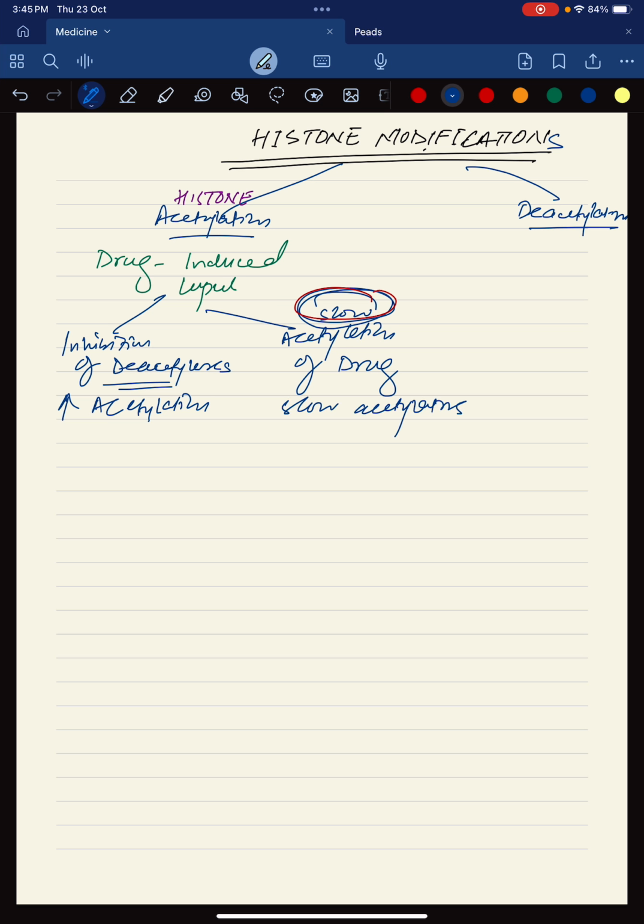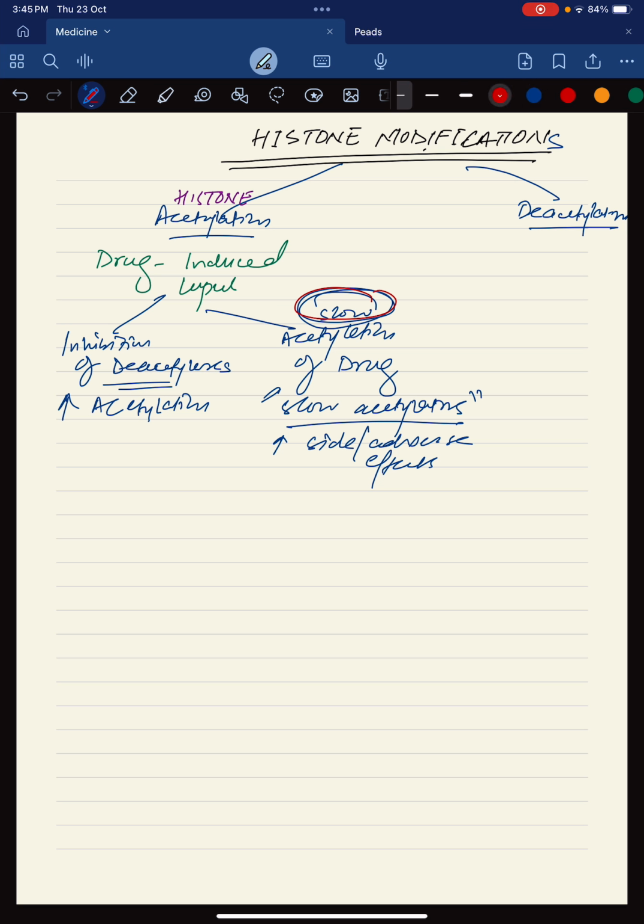acetylators. In these certain people, what happens is that this drug is not acetylated the way it is supposed to be. And due to the slow timing, the drug comes up with its adverse effects, and basically causes this lupus.